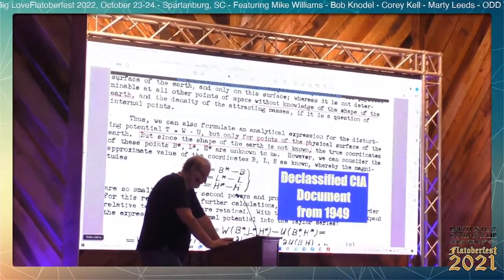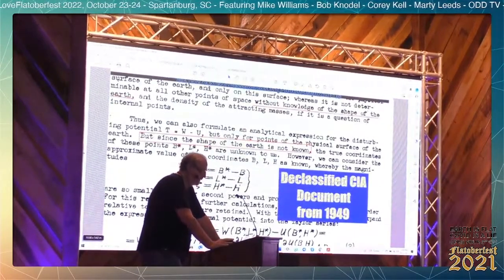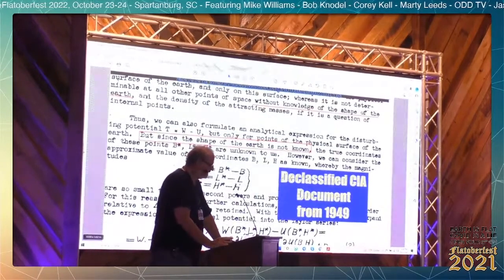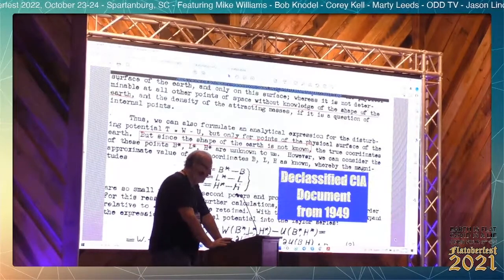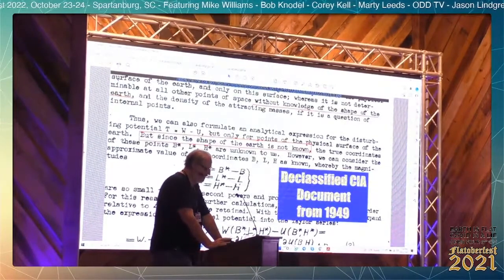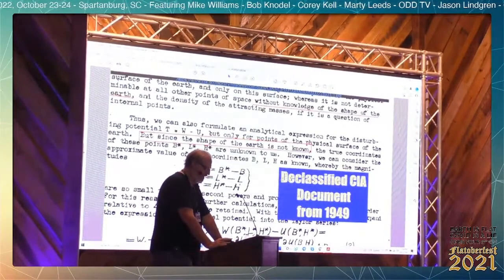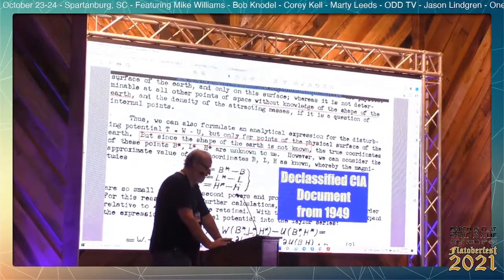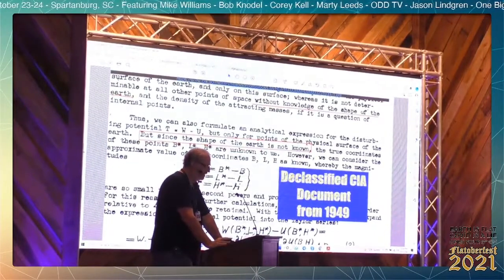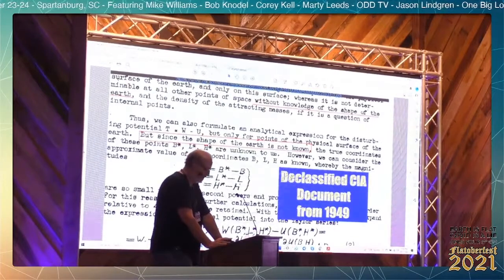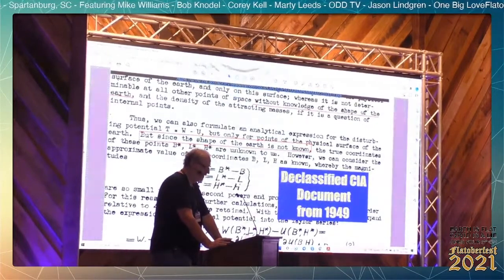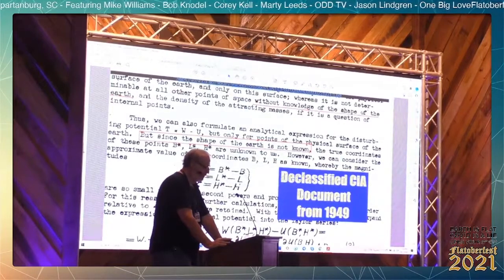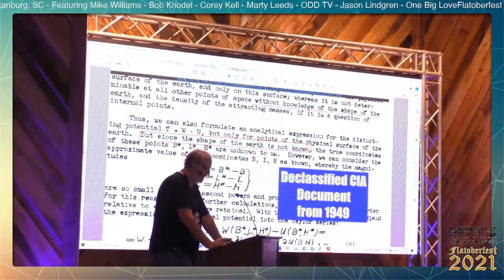And this, mind you, this particular document was declassified in 1949. And in 1949, even the CIA has admitted, without knowledge of the shape of the Earth and density of attracting masses, if it is a question of internal points. Okay, so they're saying there that they don't even know what the shape of the Earth is. Here they say it again: but since the shape of the Earth is not known, the true coordinates of the points B, L, and H are unknown to us, okay?